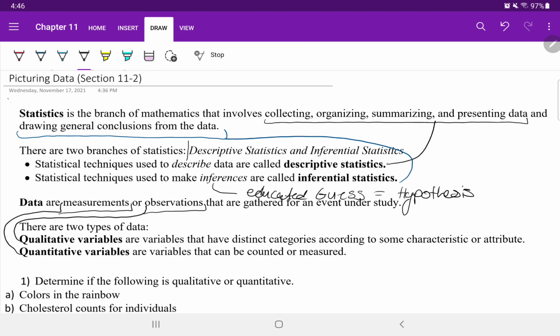Qualitative variables are variables that have distinct categories according to some characteristic or attribute. Well, characteristic or attribute, let's understand what that is. Let's look at eye colors. The colors of a person's eye: green, brown, blue, hazel. Those are attributes of a person's eye color. Another example of qualitative data can be your year in college. Are you a freshman, sophomore, junior, senior, or a graduate student? That is an attribute about where you stand in terms of your education.